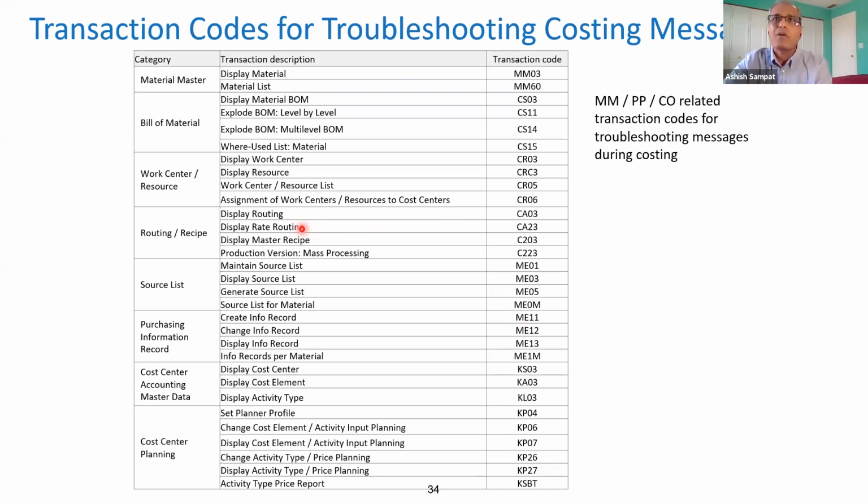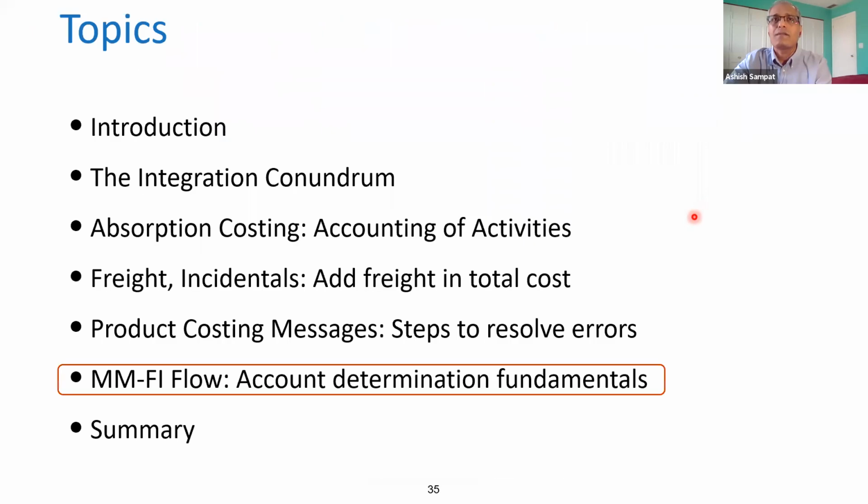In the same way, when I want to see a full list of recipes, C203 is the individual one, and C223 gives you a production version mass list. And on the PIR side, ME1M would tell you lots of PIR information. So these are all cutting across multiple modules; MM, PO, PP and CO are related.